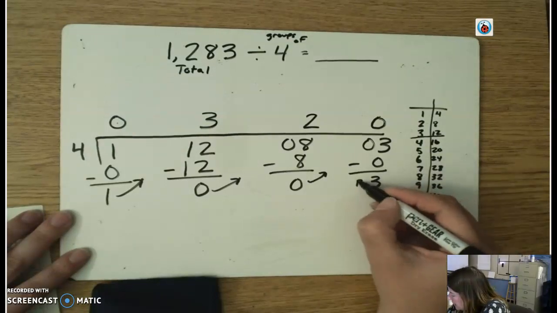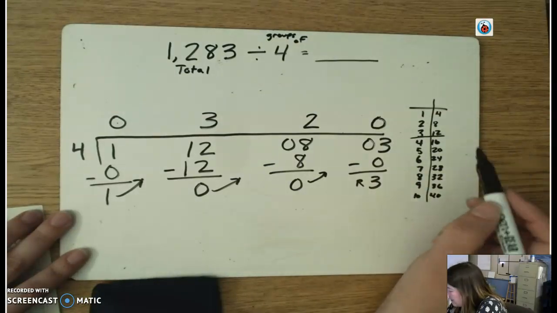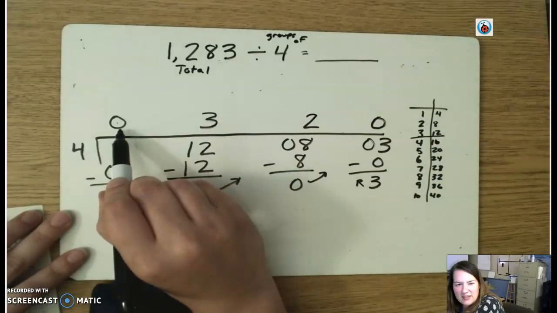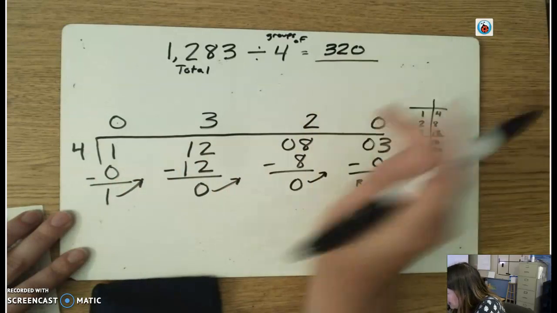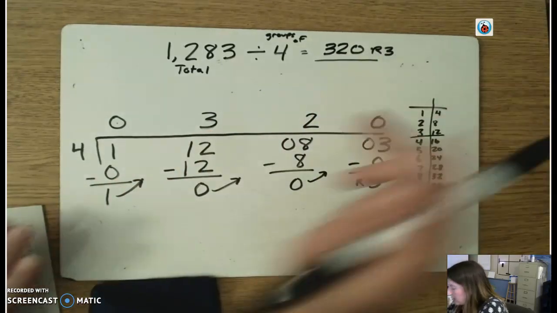Which means this is my remainder. So 1,283 divided by 4 is this number at the top. I've got a 0 in the thousands place, so I don't need that. So it's 320 with a remainder of 3.